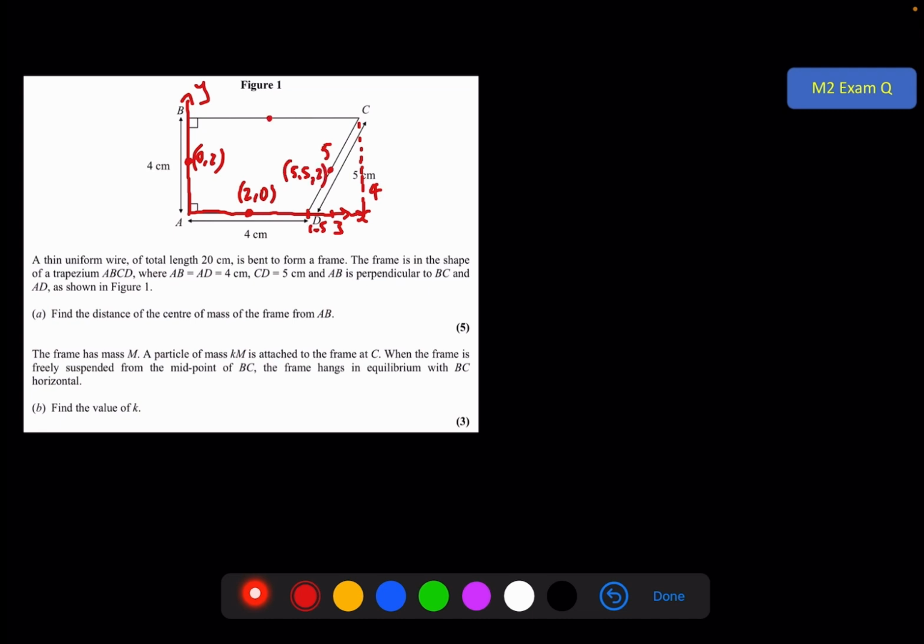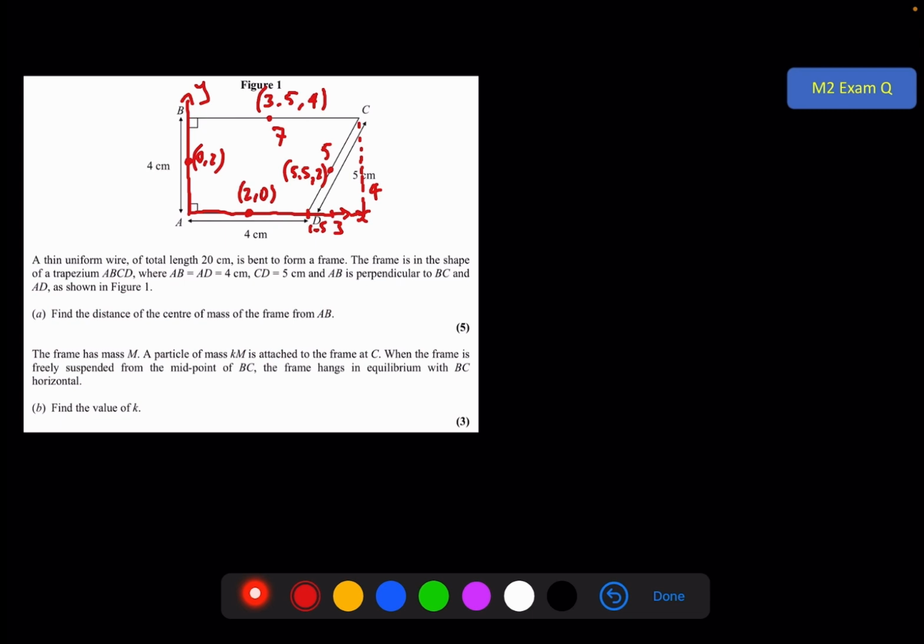Up here, if this is 4, this is 3, this then is 7, with its midpoint at (3.5, 4), 7 centimeters long. So that's all the information we need to find the center of mass.